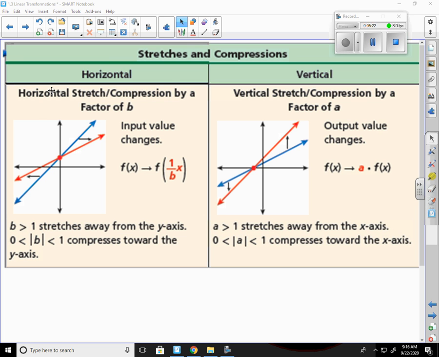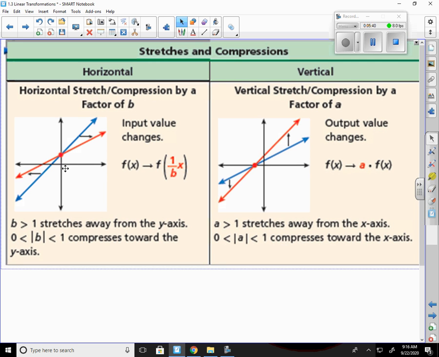You'll notice when it's a horizontal stretch or compression that my point on the y-axis never changes. When x is 0, there's my y here. That point is never going to change. It's going to stay in the same spot. Both lines are going to come through the same y. When it's a vertical stretch or compression, you're going to notice that this point stays on the x-axis, and both lines come through that point. So that's our difference between horizontal and vertical.